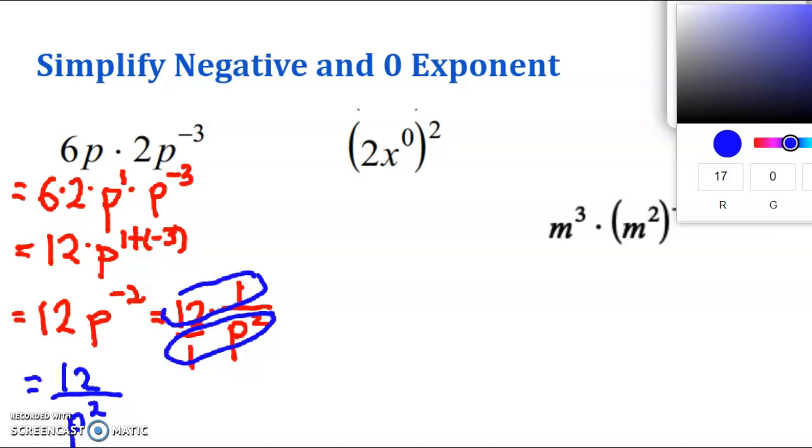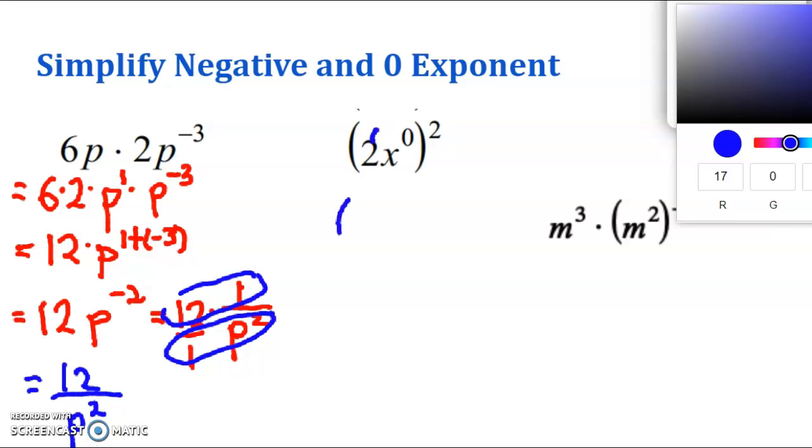Now you have parenthesis 2x to the power of 0, all raised to the power of 2. Okay, now notice that this is not saying 2x all raised to the power of 0. It's only x that is being raised to the power of 0. 2 is being raised to the power of 1 actually. Okay, so you can't get that confused.